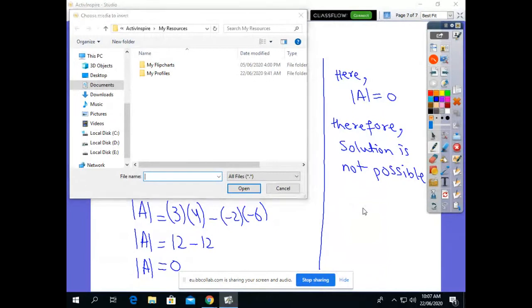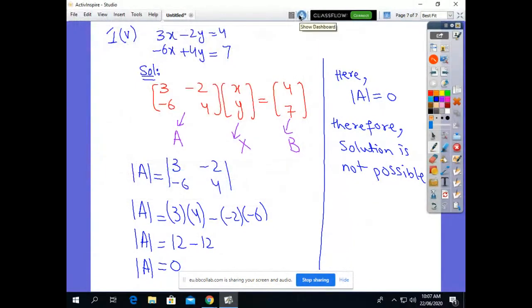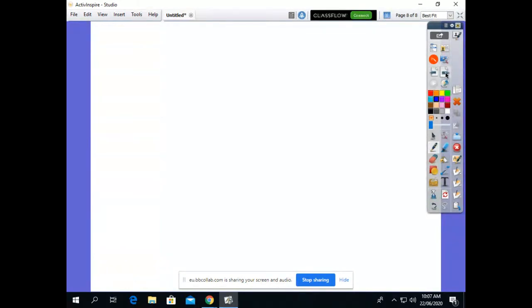Solution is not possible. Whenever the determinant of a matrix A becomes 0, the solution is not possible. Now, we solve another part. Another part is part number 8. Question number 1, part number 8.